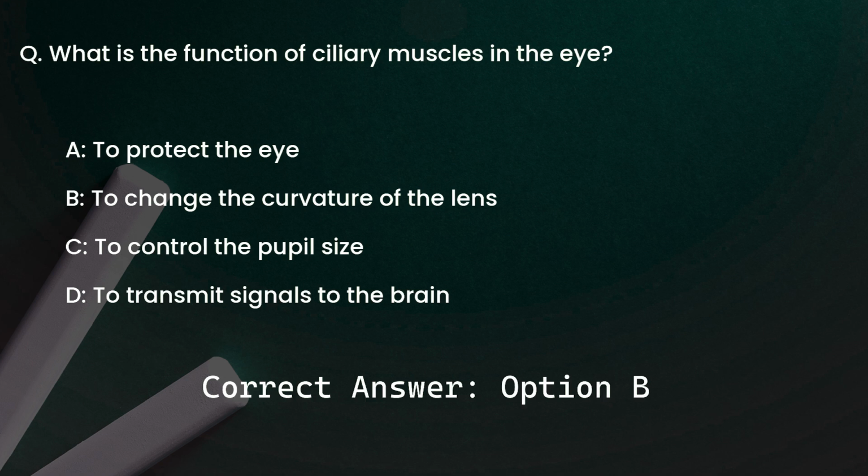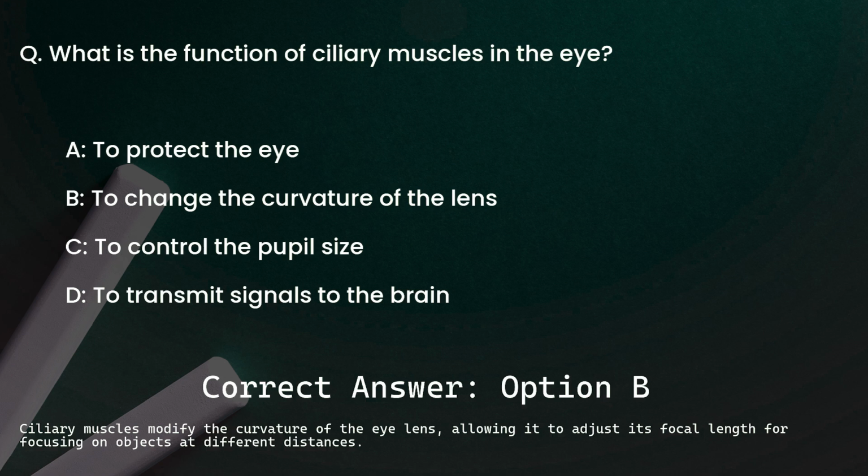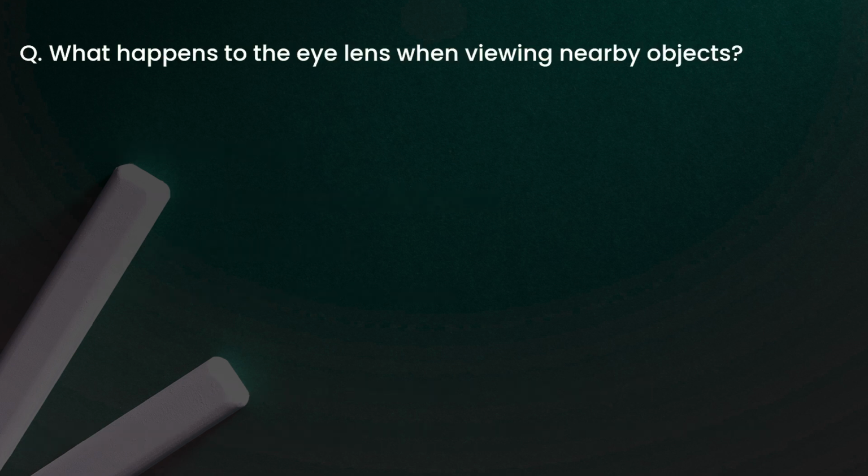The correct answer is option B, which is to change the curvature of the lens. Ciliary muscles modify the curvature of the eye lens, allowing it to adjust its focal length for focusing on objects at different distances. Question: what happens to the eye lens when viewing nearby objects?